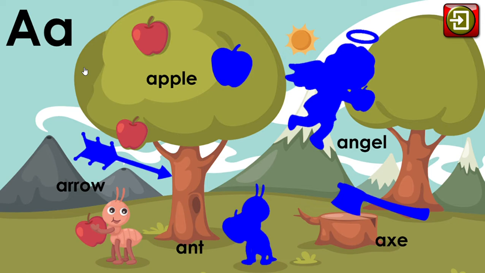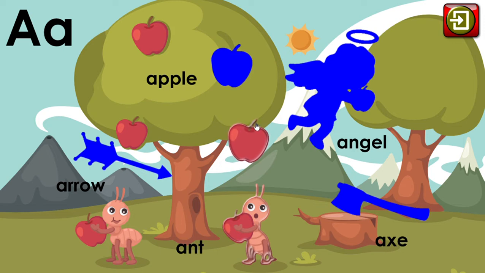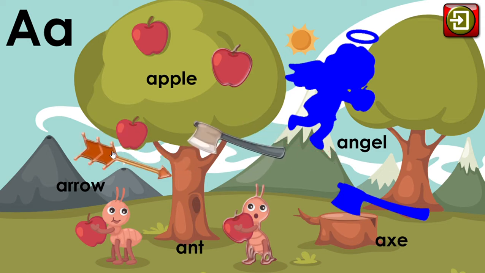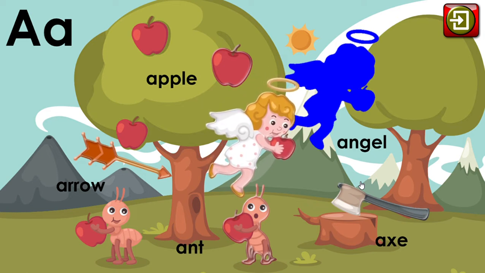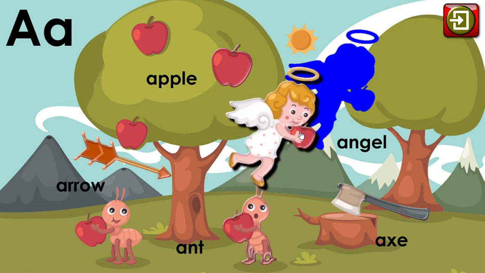Let's find some words that start with the letter A. Ant. Apple. Apple. Arrow. Axe. Angel.